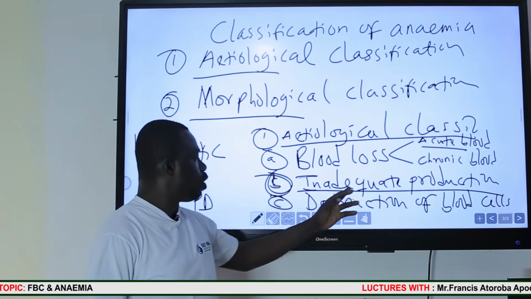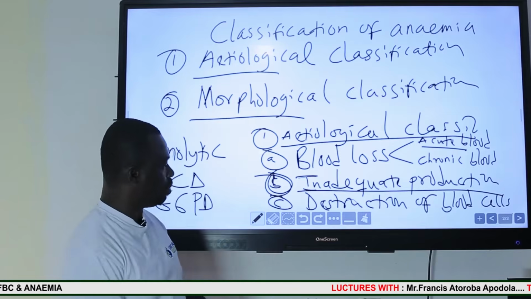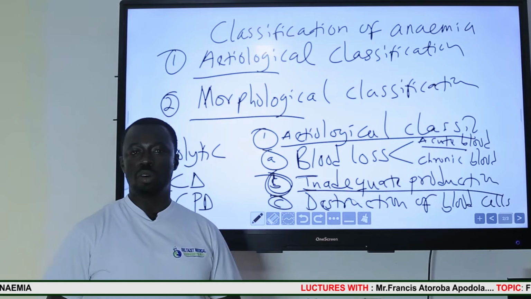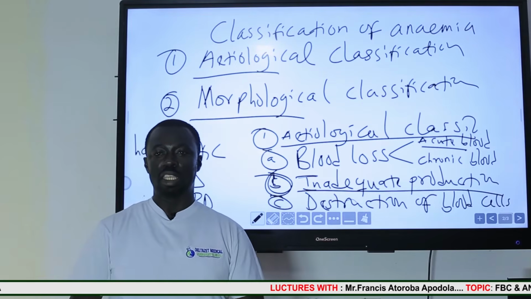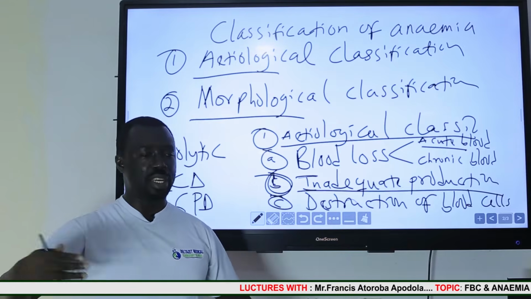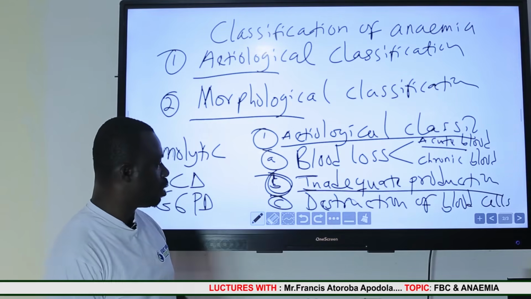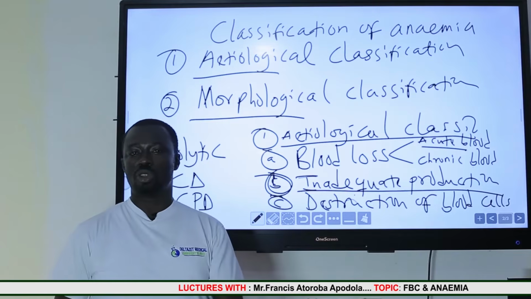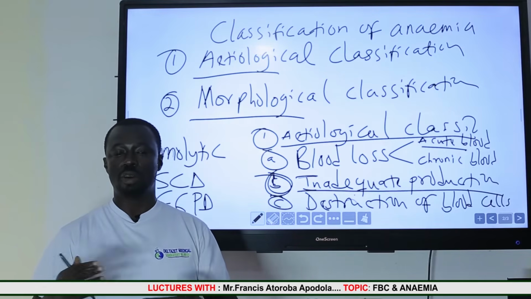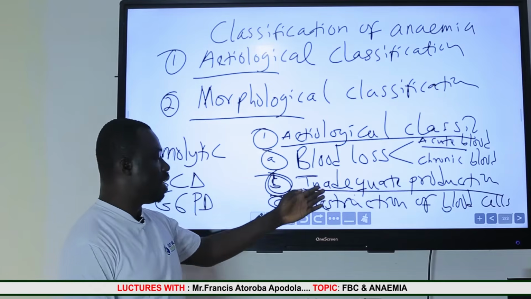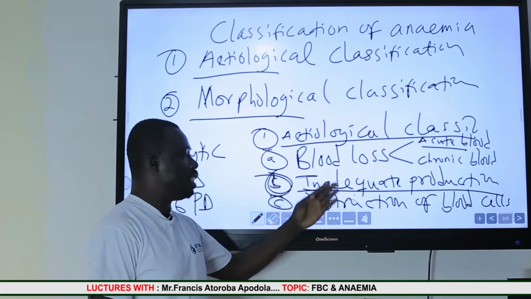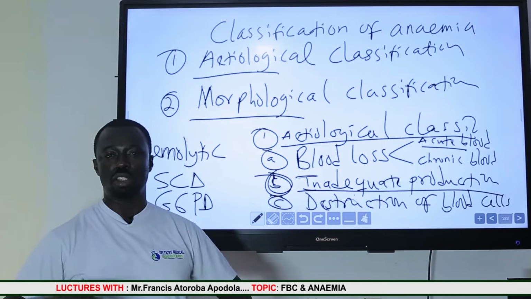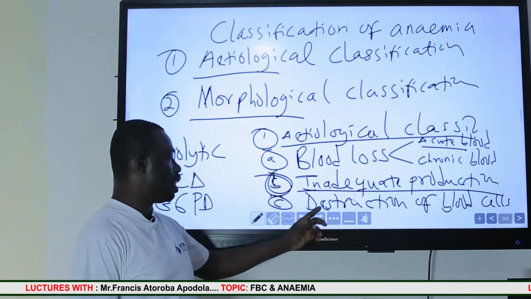Then we also mention inadequate production, which means that when the bone marrow is failing, it will not be able to produce an adequate amount of red blood cells, or the resources, the ingredients required for the production of red blood cells. If the ingredients are not available, then there is going to be a decrease in the production of red blood cells, and that results in anemia.